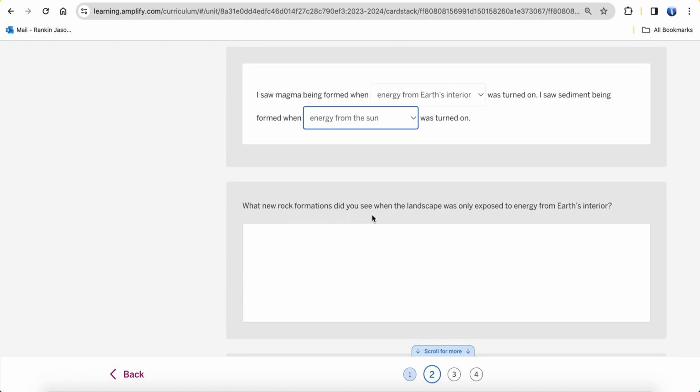What new rock formations did you see when the landscape was exposed to energy from the Earth's interior? All right, so rock formations, Earth's interior. We saw the magma that came up and it formed different forms of rock. Right, so you should know that this would form, right, igneous rock. So the rock formations I observed were in the form of igneous rocks.